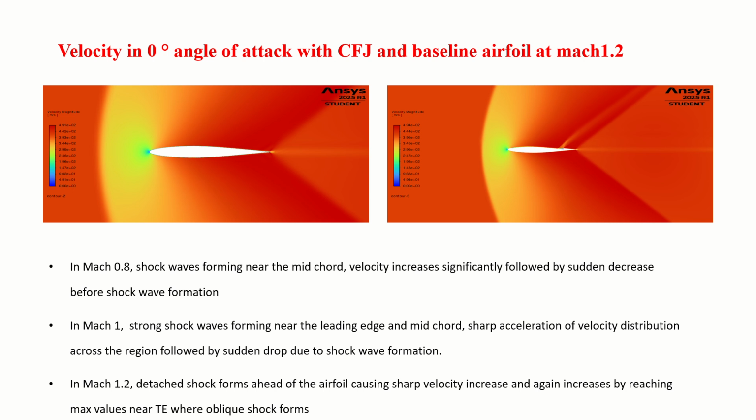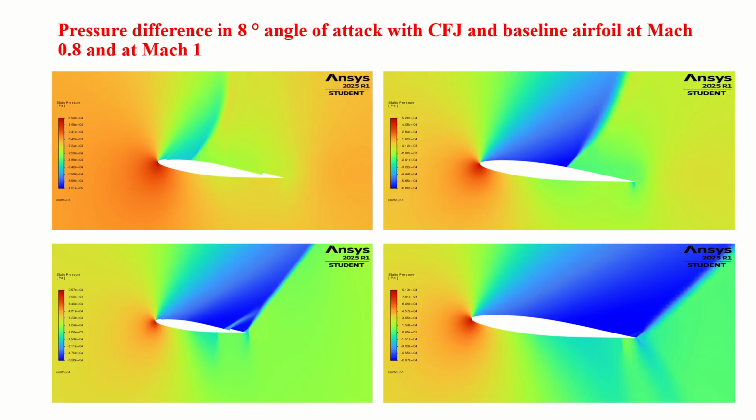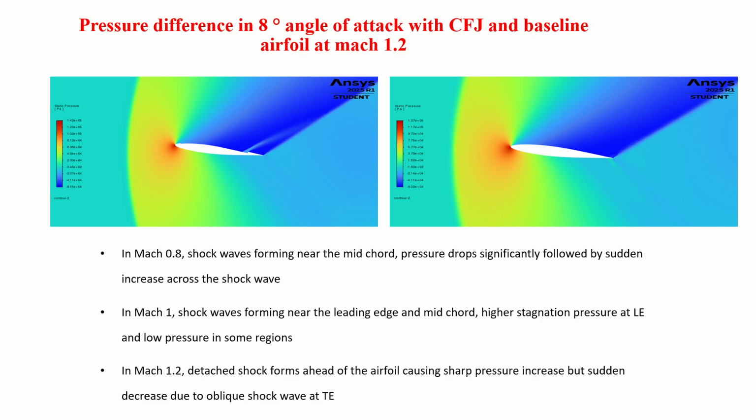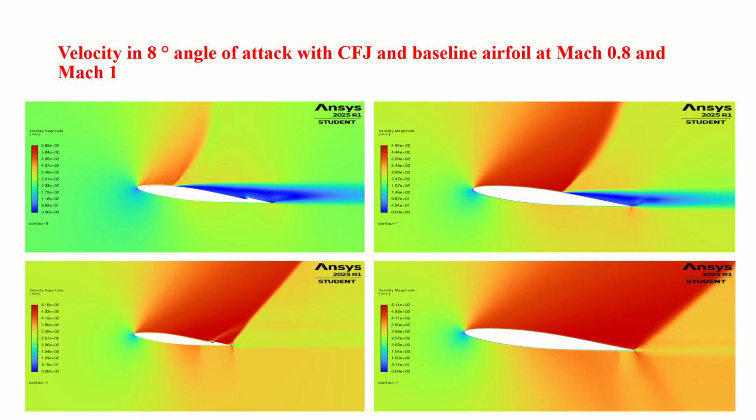So we have calculated among that. We have particularly chosen the 10% of chord injection slot location at Mach 0.8, where the CFJ airfoil has significantly improved lift enhancement and also the aerodynamic efficiency, that is CL/CD.